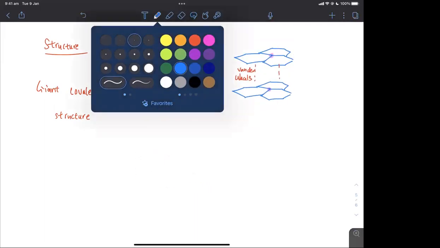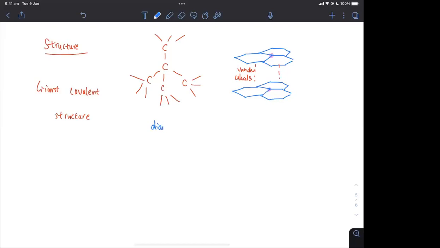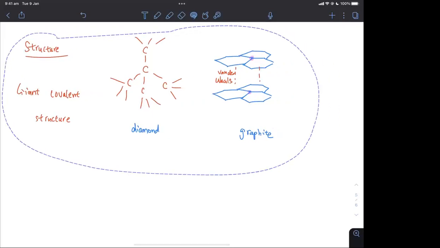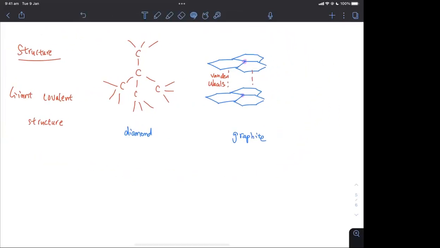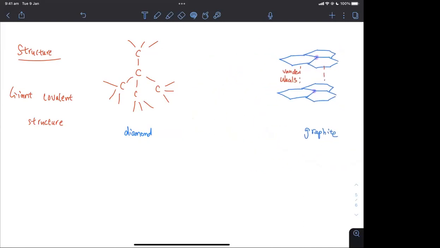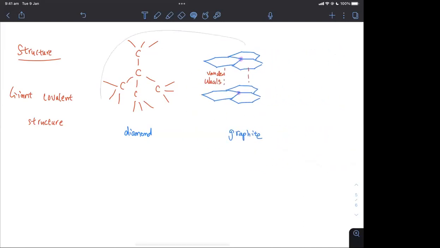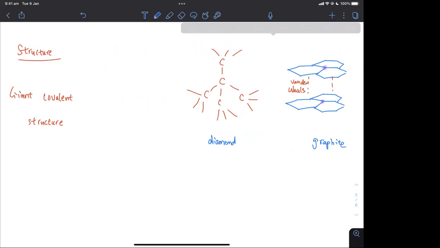So on the left-hand side, this one is diamond. This one is graphite. And then I also have one more, which is silicon dioxide. Silicon dioxide looks a bit more like diamond than graphite. So make sure you know how to sketch silicon dioxide as well. Silicon, just below carbon, forms 4 covalent bonds. So here they form single covalent bond times 4. And then oxygen, group 6, forms 2 covalent bonds.